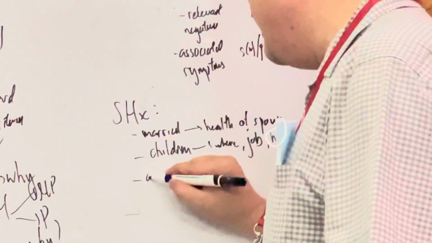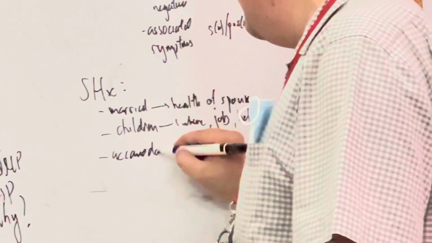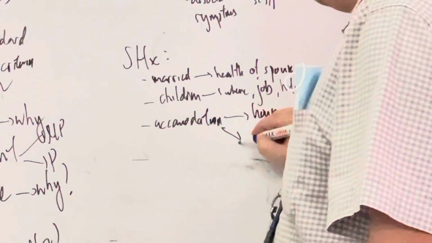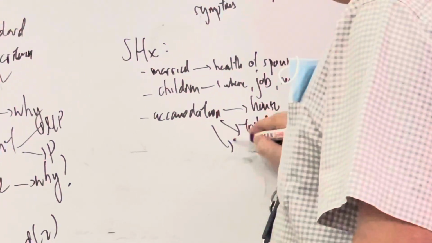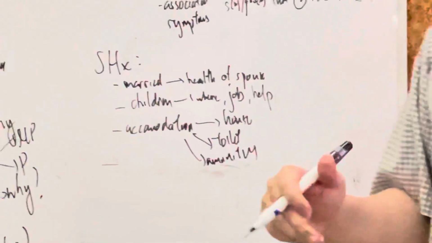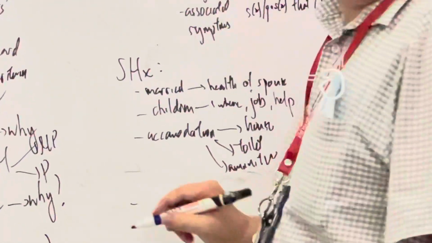Living conditions. Okay, so I'm going to look at the accommodation. What is the house like? What's the toilet like? And amenities. Got electric, got water, got toilet, or it's just a hole in the ground. Okay, some more, what else?